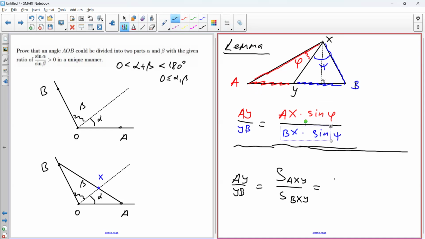But this would be expressed then through the sine functions, AX times XY times sine p over BX times XY times sine c. So we just cancel out one common factor and we get immediately the formula.